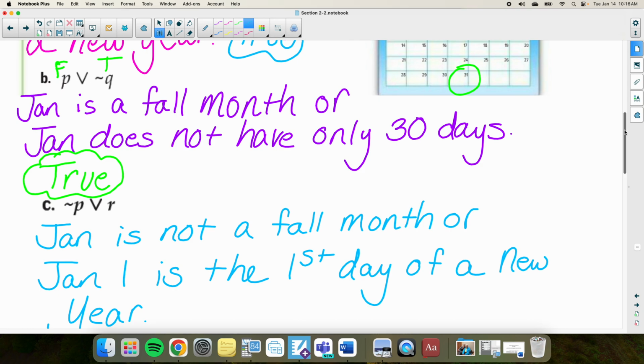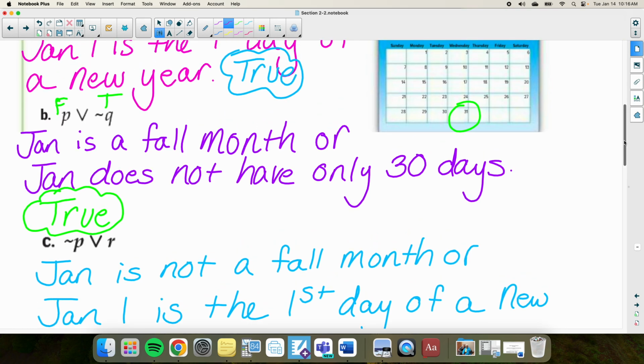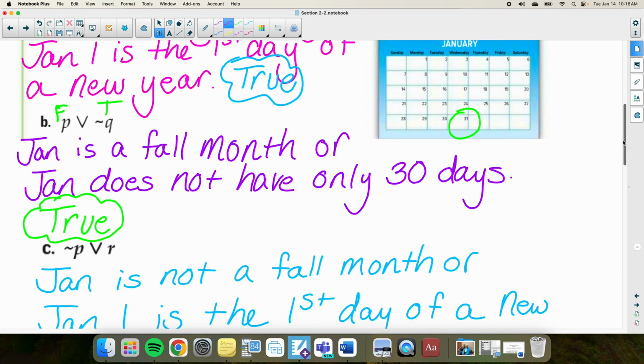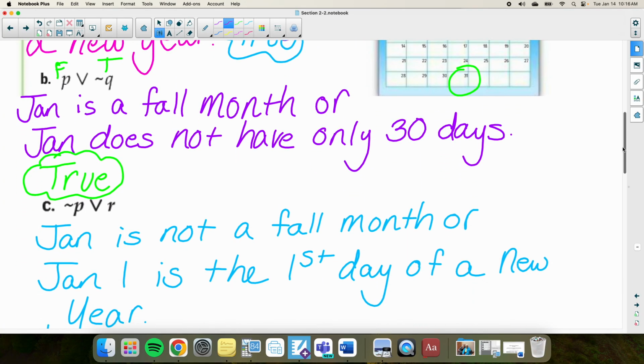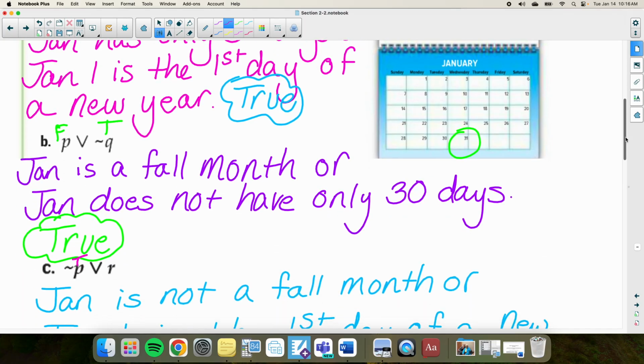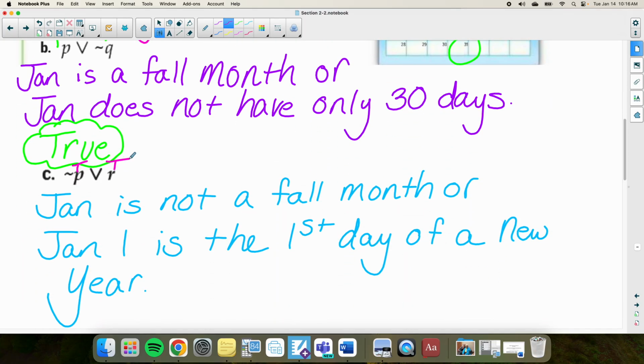Now, P was false, okay? And down here, it's not P, so that would be true. Or R is true. So here they're both true, only one has to be true. And if they're both true, that's all the better. So this is true. Okay?